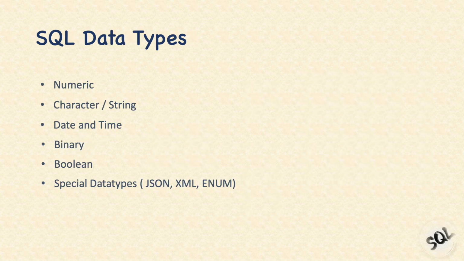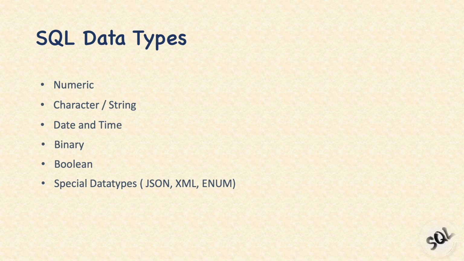A data type specifies what kind of data a variable or column can hold. SQL data types specify the type of data that can be stored in a column. They help ensure data consistency and define how data is stored, retrieved, and manipulated. Here is a list of data types that are supported by SQL.